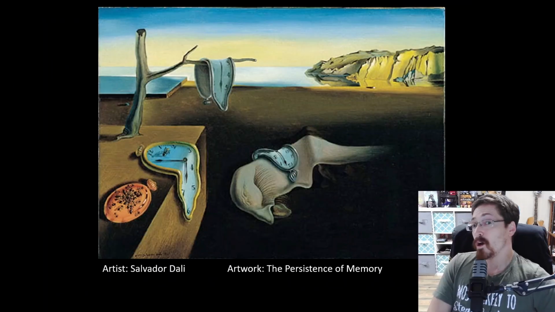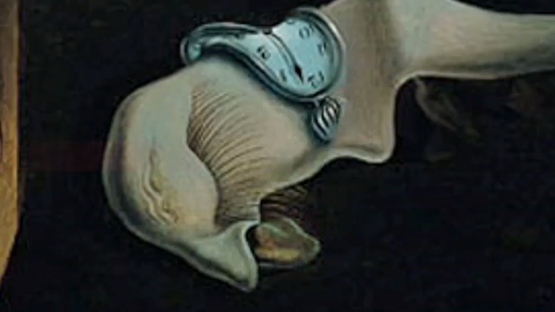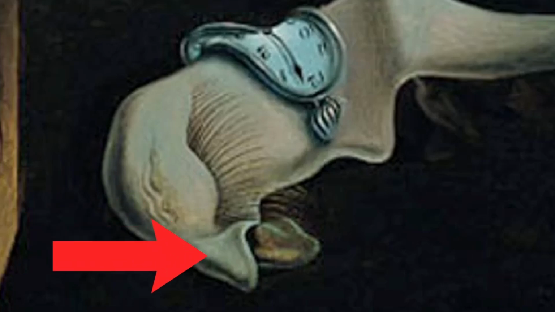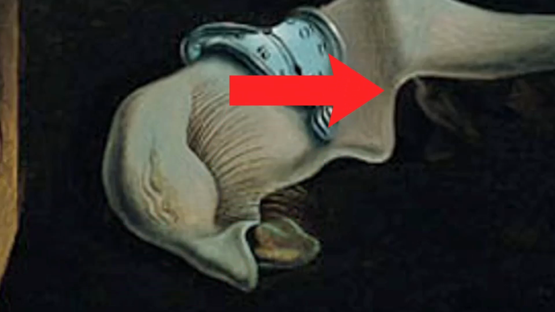The fleshy blob is actually a melted face, and you can see the eyelashes as well as a quivering eyebrow that's melted down into a nose, then goes down to a chin, and then over to a collarbone.